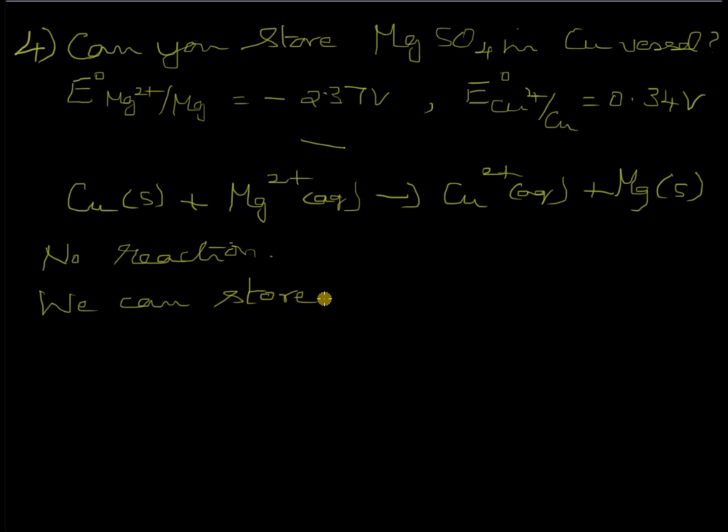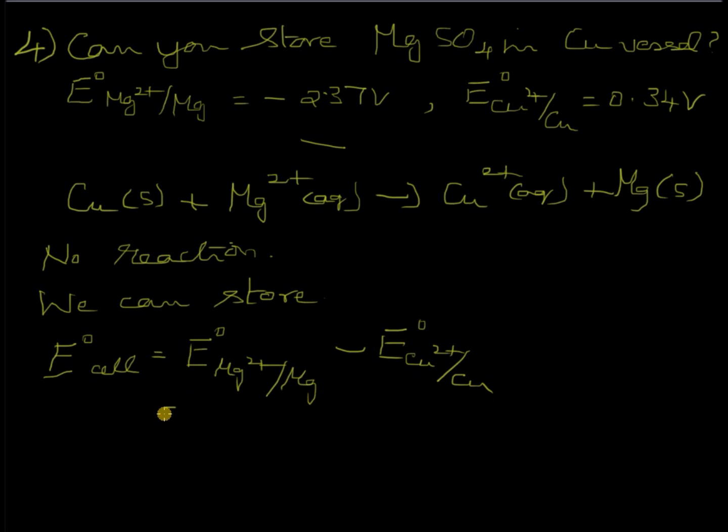So looking at the values, you can give your argument based on the values, or you can calculate the E0 cell. If you want to calculate the E0 cell also, here in this case, copper should be forming the anode and magnesium the cathode, isn't it? So the cathode will be E0, cathode is Mg2+ bar Mg, minus E0 Cu2+ bar Cu. Let us see the values. It is minus 2.37 volt minus 0.34 volt, which is negative. When E0 cell is negative, there is no cell set up and the reaction cannot take place. Hence, we can store. Yes, we can store.